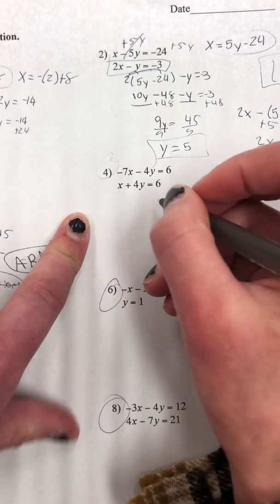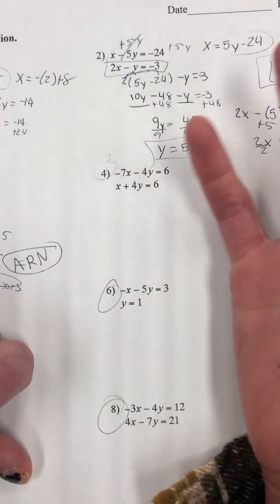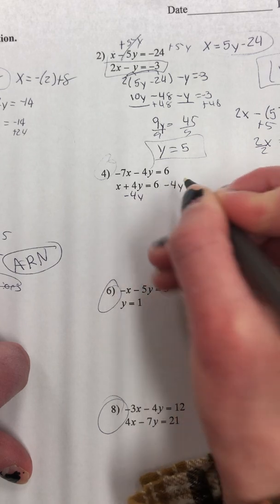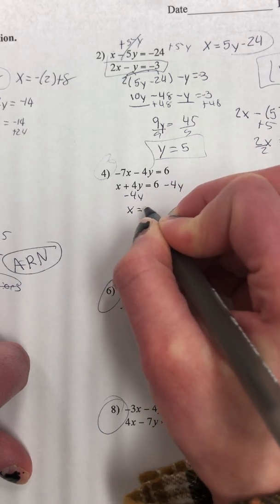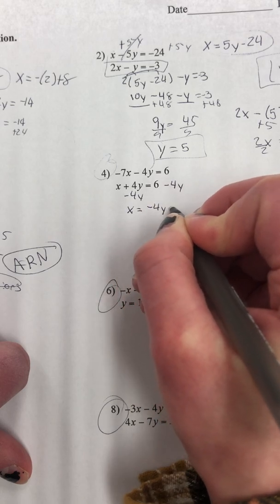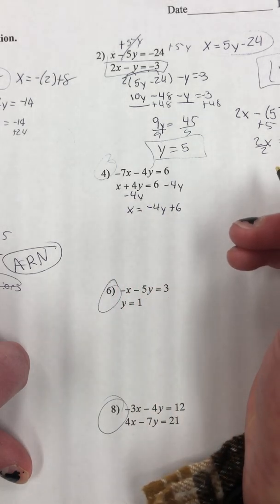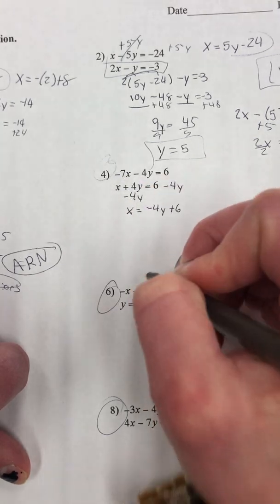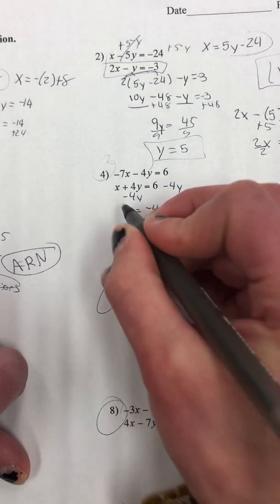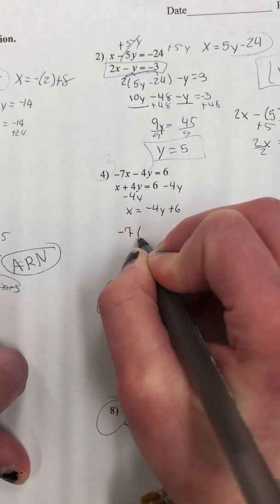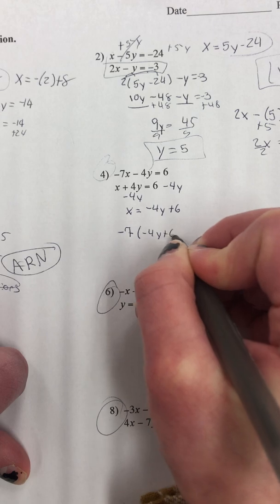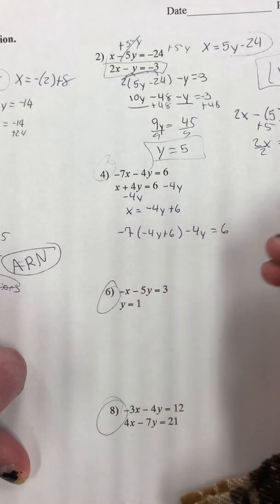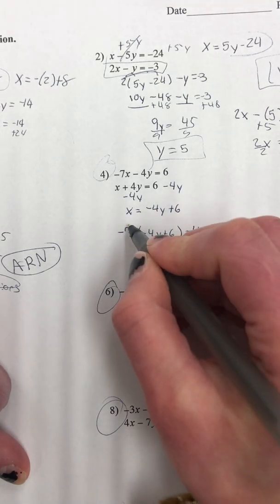So looking at number 4, we're going to solve for x. Looks like it's the easiest to solve for. So I'm going to subtract 4y so we can get x by itself. X equals negative 4y plus 6. Now I'm going to plug in this equation for my x value because we know that's what x has to equal. So it's going to be negative 7 times negative 4y plus 6 minus 4y equals 6.